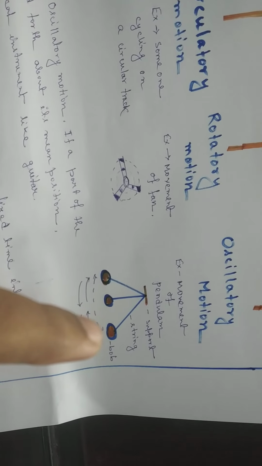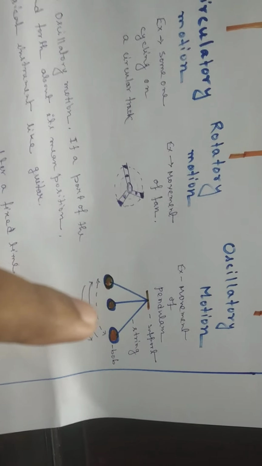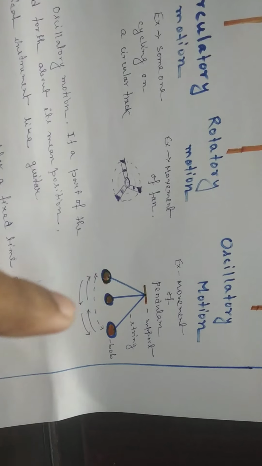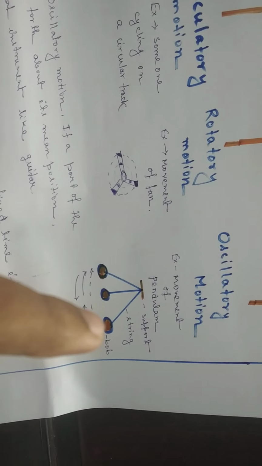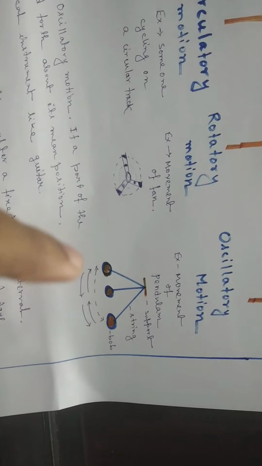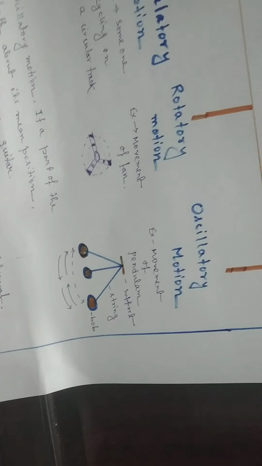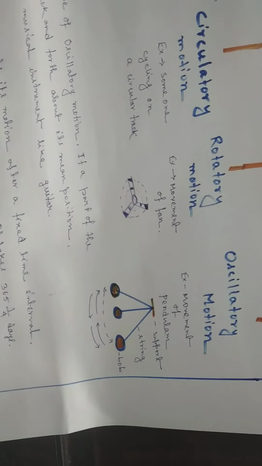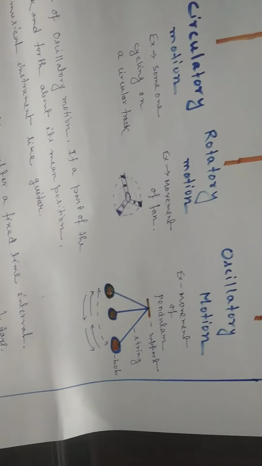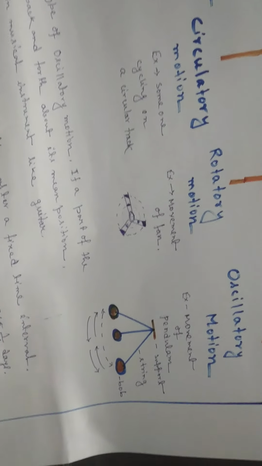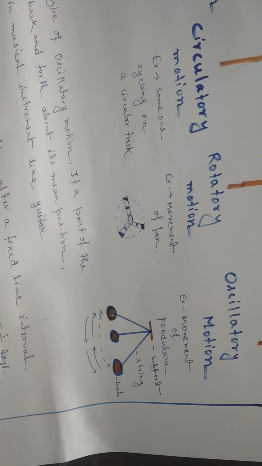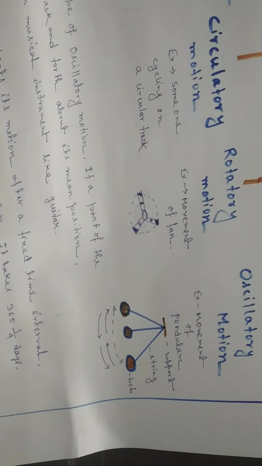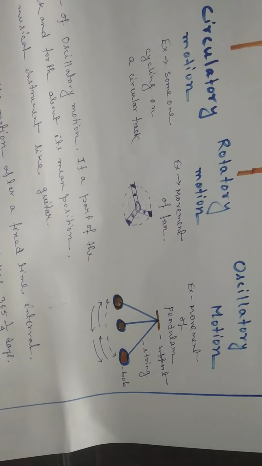It has an initial position, then it goes to the mean position, then to its final position, again it returns to its mean position, and again goes to its initial position. So it does not follow the circular path, but it follows a part of a circle and returns. It starts from its initial position and comes to its mean position, and then goes again to its final position.